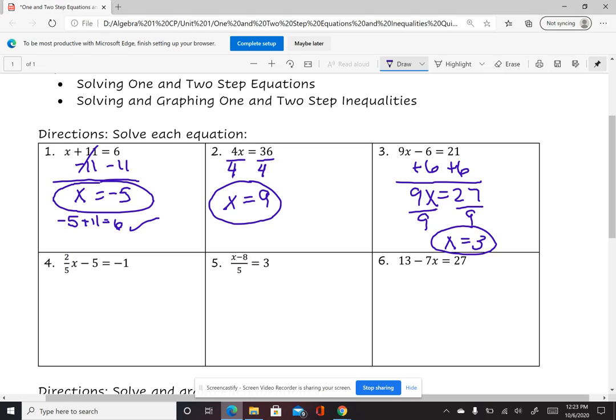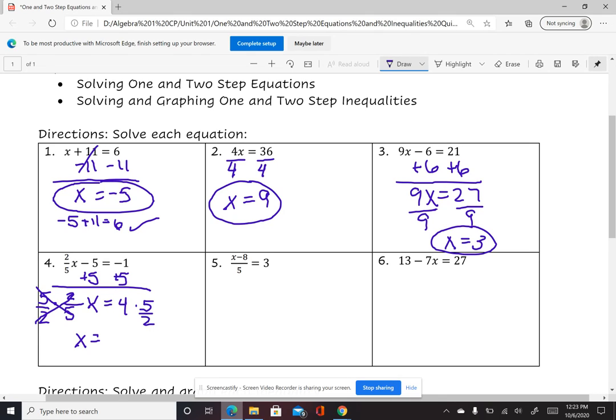For number 4, again, you want to get rid of all addition and subtraction first. So to get rid of this minus 5, we're going to add 5. So you always do the opposite operation. So we're left with 2 over 5x equals 4. And then this is where we multiply by our reciprocal. So you're going to multiply by 5 over 2. It cancels all of this out.